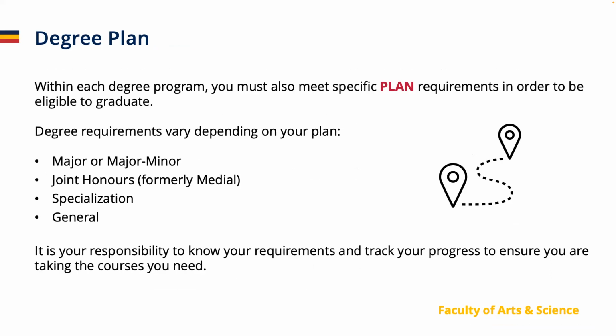Within each degree program, you will be enrolled in a degree plan. These vary depending on whether you are pursuing a major, minor, joint honors, formerly known as a medial, or specialization. Students may also enroll in a certificate. It is your responsibility to know your requirements and keep track of your progress to be sure you are taking the right courses at an appropriate pace for your desired timeline to graduate.